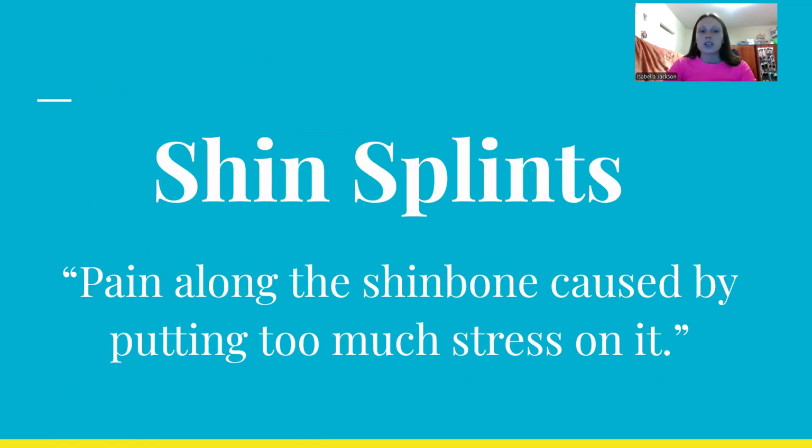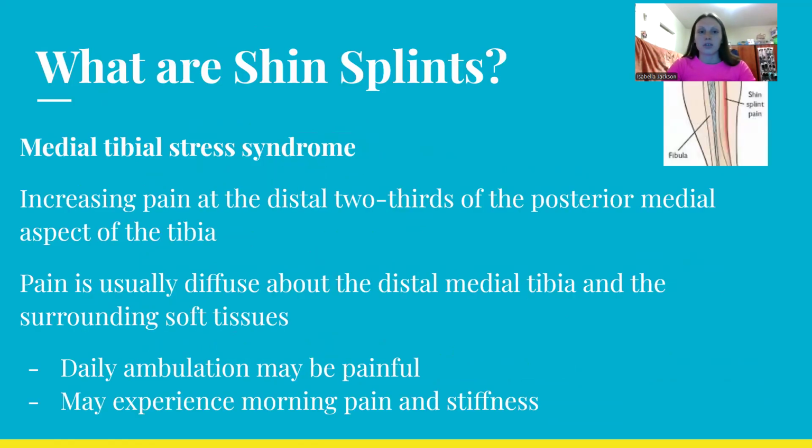So the next thing is shin splints. This is pain along the shin bone caused by putting too much stress on it. This is a very common injury in athletes, and it's also defined as medial tibial stress syndrome. This is increasing pain at the distal two-thirds of the posterior medial aspect of the tibia.